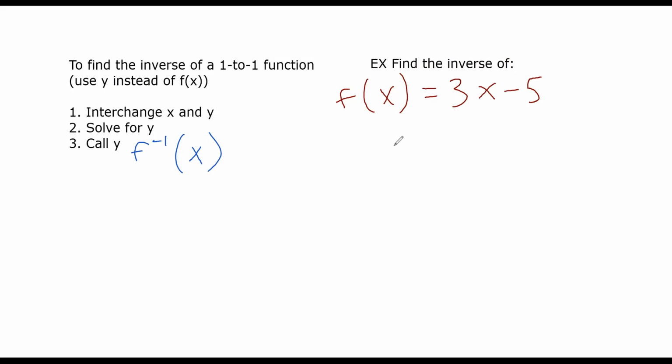The first thing you want to do is, instead of calling it f of x, call it y, at least for our purposes here. So that was kind of like the pre-step.